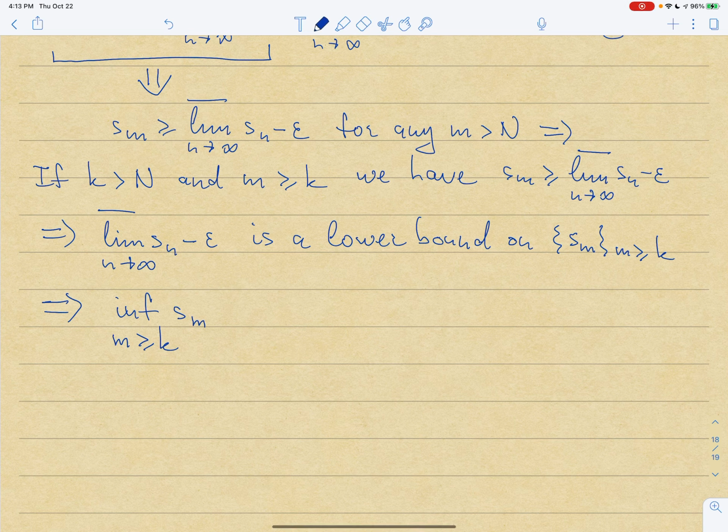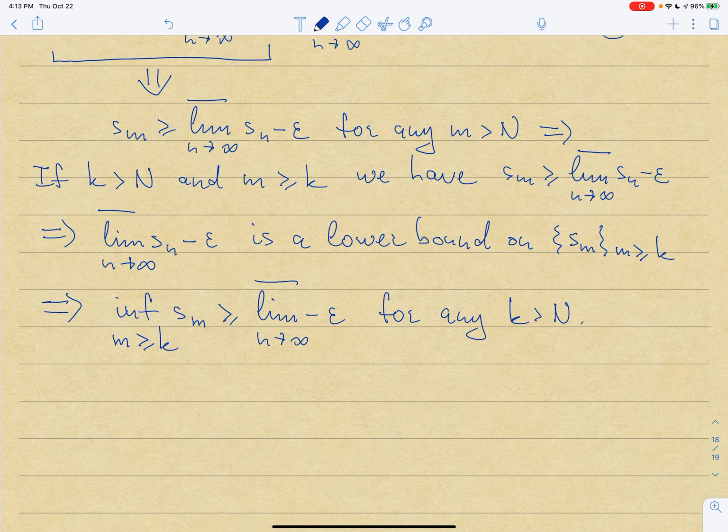And this should be true for any k bigger than n, right? Because again, my choice of k was simply defined by the fact that it's bigger than n. So I can choose other k's and exactly the same thing will follow. So this is true for any k bigger than n, capital N.